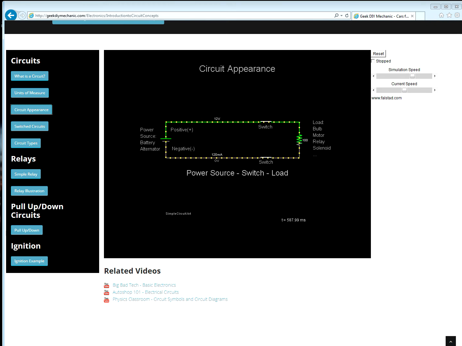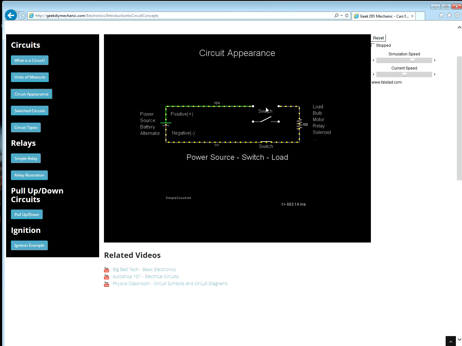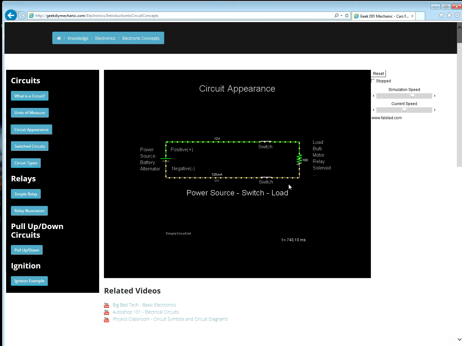Notice there are 2 switches as well. These switches are used to stop electron flow, which stops current. These are a switch right here. Notice the simulator indicates when electron flow is occurring and not occurring. Obviously it's not occurring now. Now it is occurring.